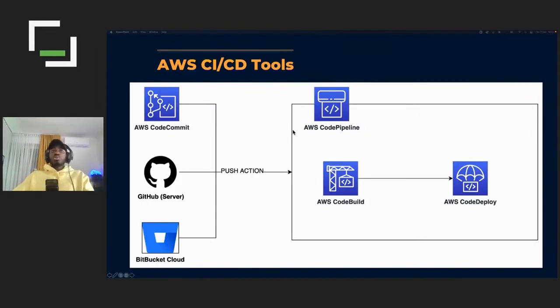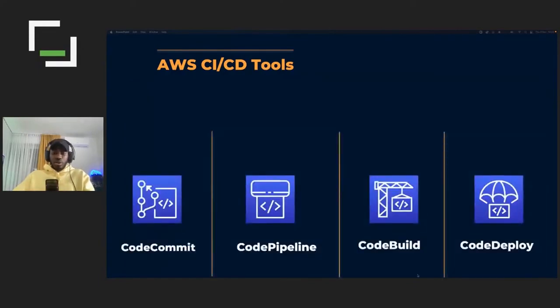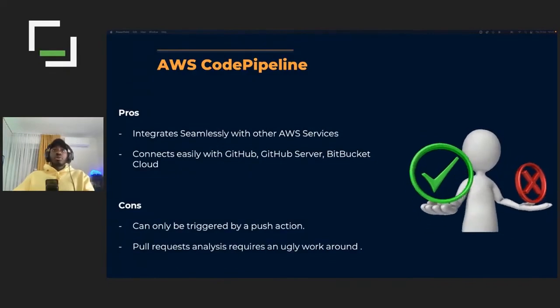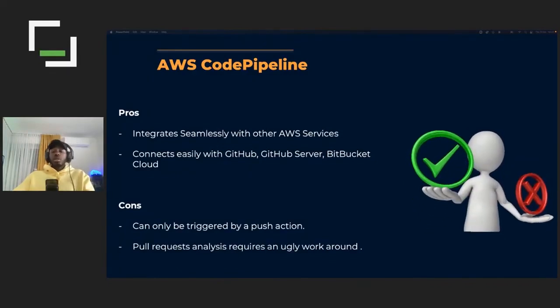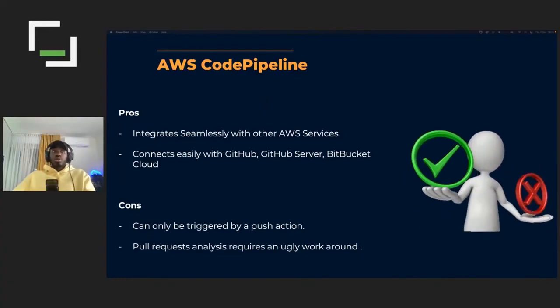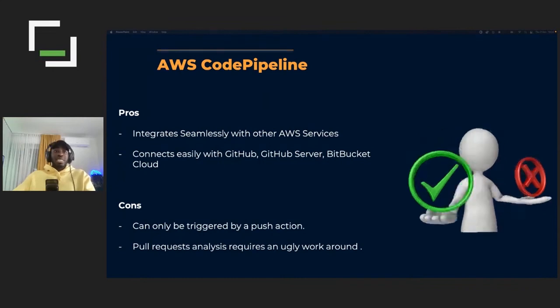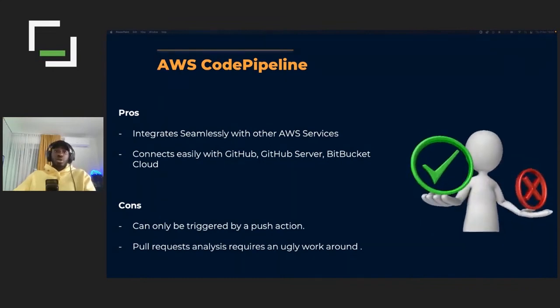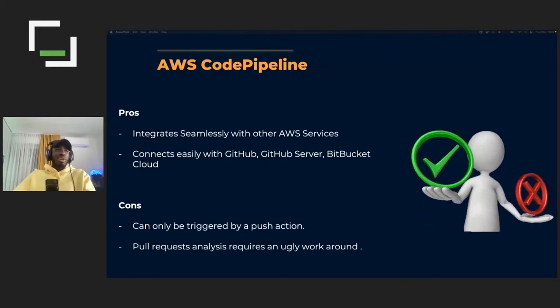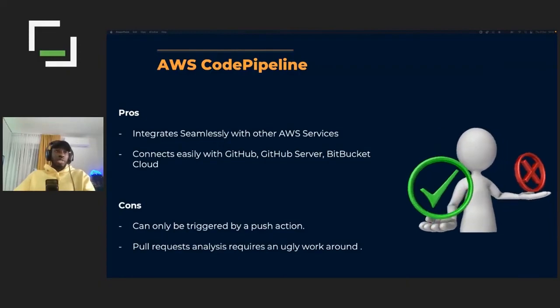So CodePipeline does a good job in tying together CodeBuild and CodeDeploy. I think there's a case for this going forward. So again, I say there are cons and there are pros for CodePipeline. Integration with AWS services is a big plus. Connection with the most used source control systems. Maybe not Bitbucket Server, but I think these three are among the most used. I think GitHub itself has about 83% of the source control market share. So if you cover this, I think you cover a lot of the market already.